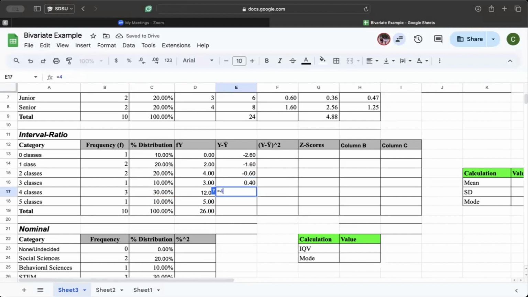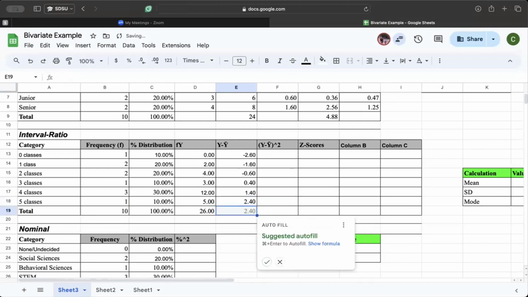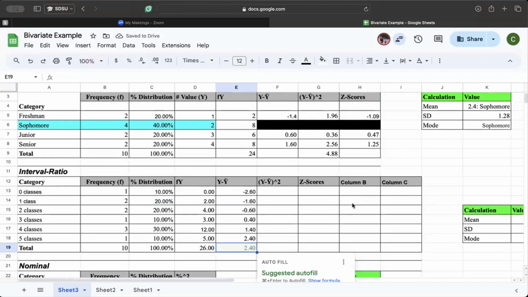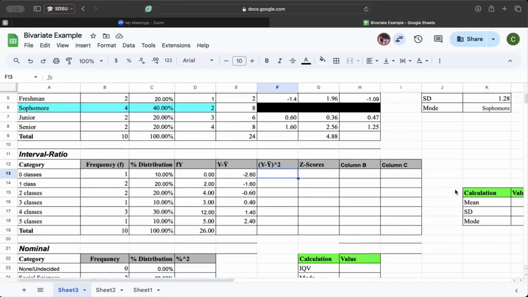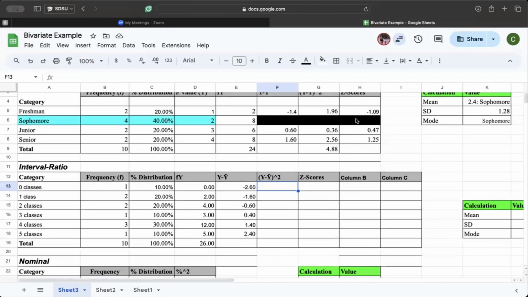Go through and do the same thing for all of it. Okay. Now, because I have those, what this is doing is, and I blocked this one out here because it's a little more complicated with our ordinal. And now we're going to square these values.